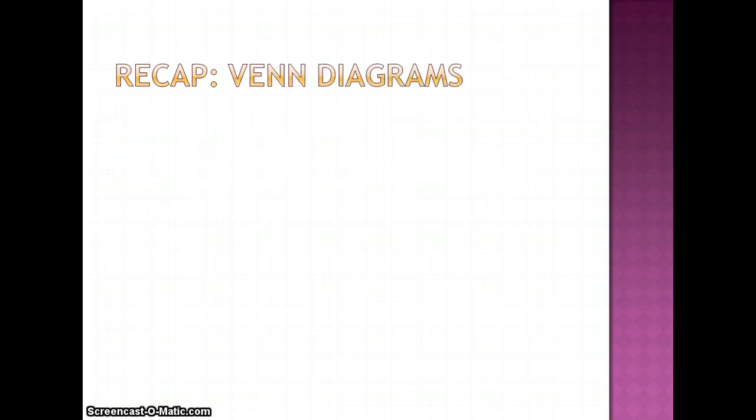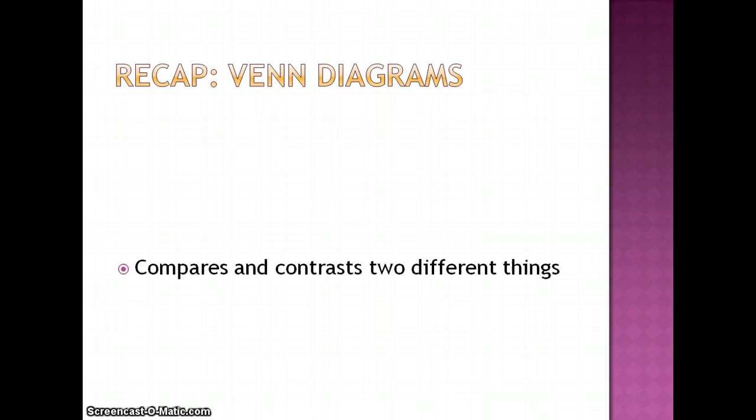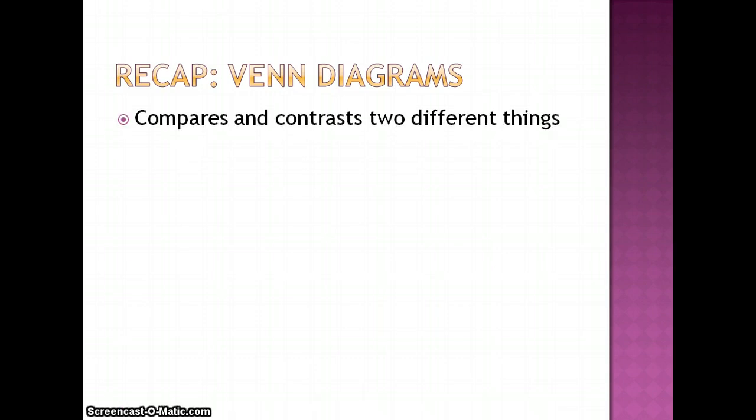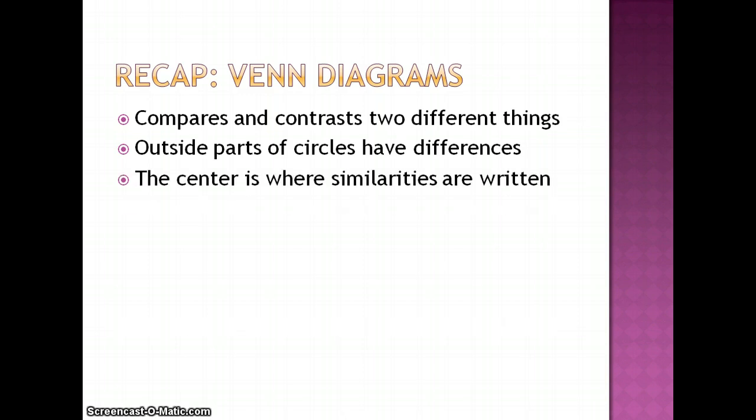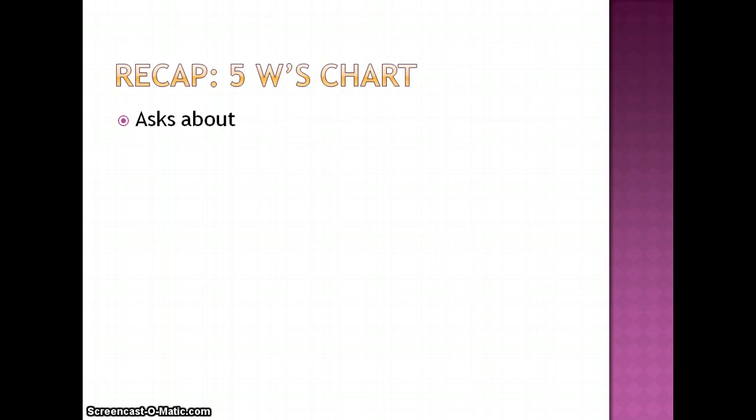The next one that we talked about is a Venn diagram. And Venn diagrams compare and contrast 2 different things in a story. The outside parts of the circles, where they're not connected, those have the differences between the 2 topics that you're using. And then the inside parts of the circle, where they connect, that's in the very center of those 2 circles, that's where we put the similarities, or what those 2 topics have in common, just like we did with Bear and Rabbit.